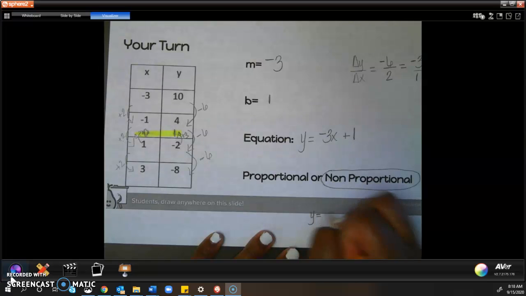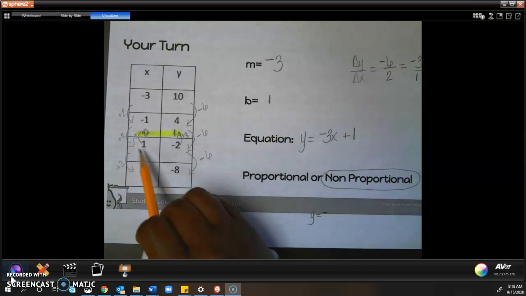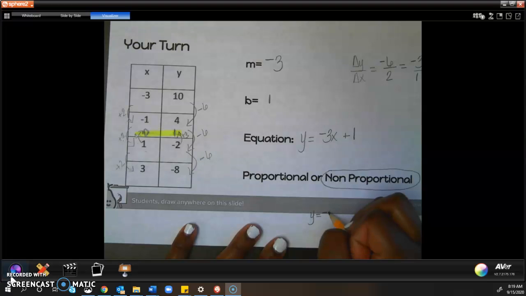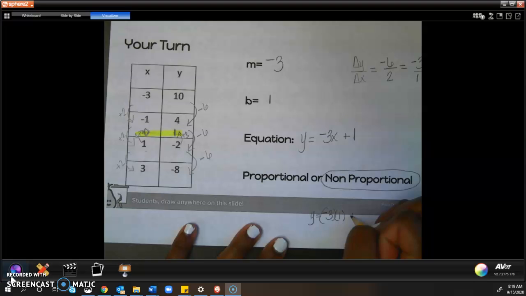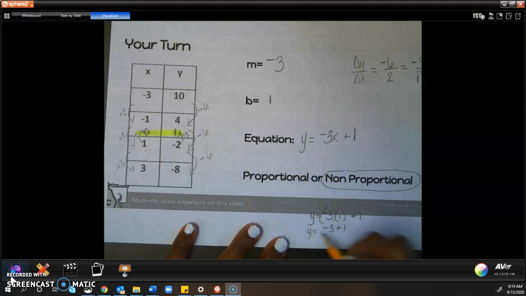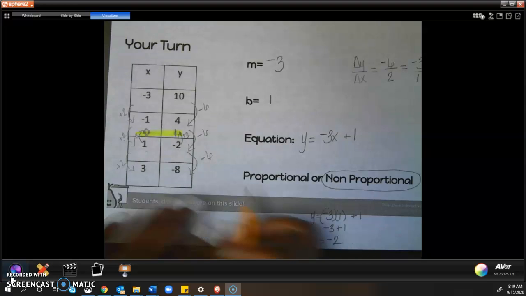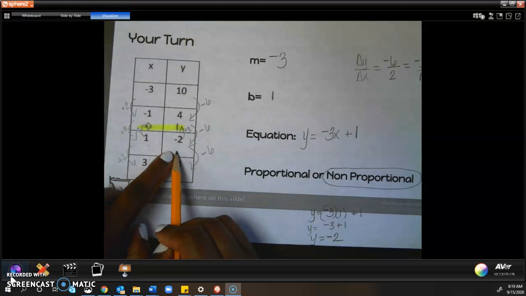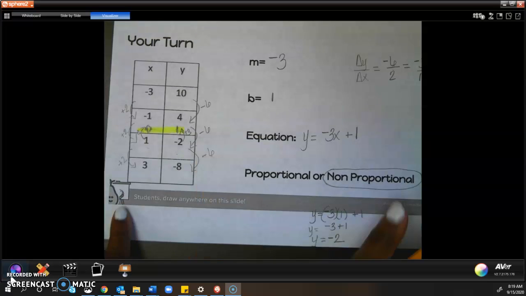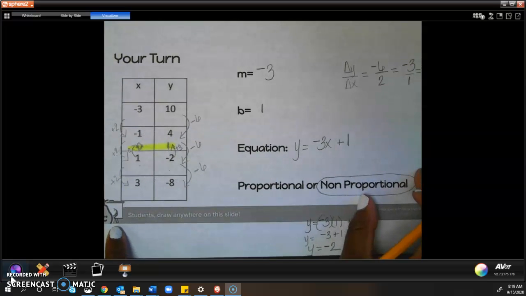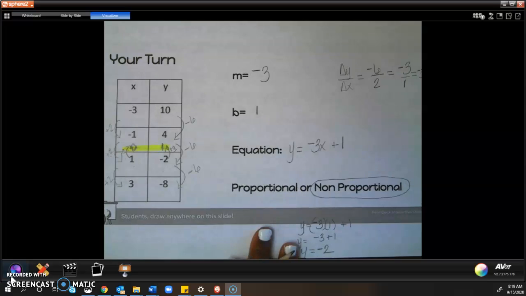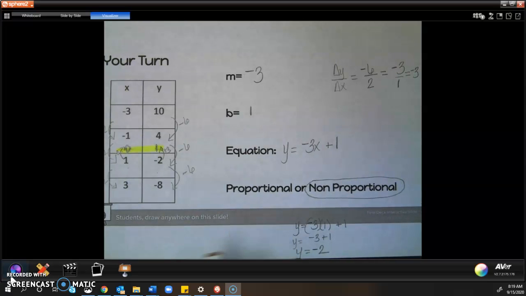plus 1. So let's say I use the x value of 1. So I have y equals negative 3 times 1 plus 1. Negative 3 times 1 gives me negative 3 plus 1. And y equals negative 2. And here, y equals negative 2. So you see your equation does work. Now you're going to go ahead and complete your assignment for today.